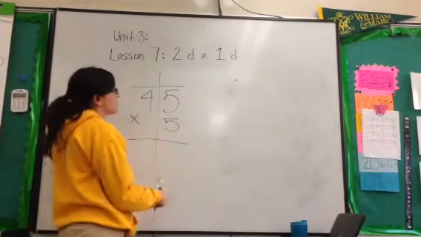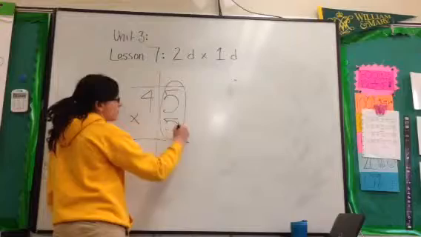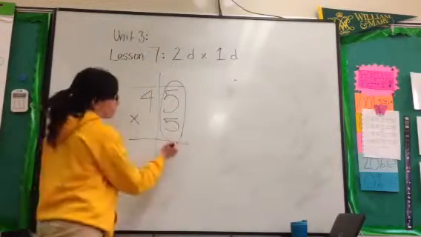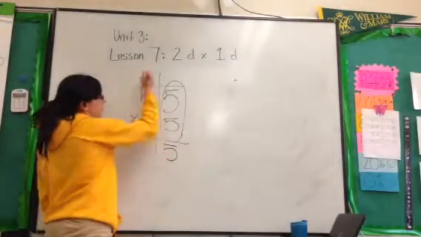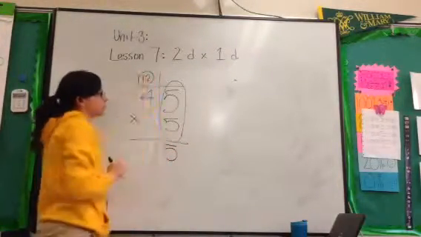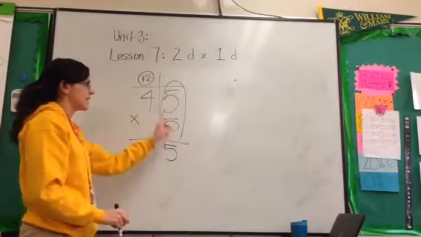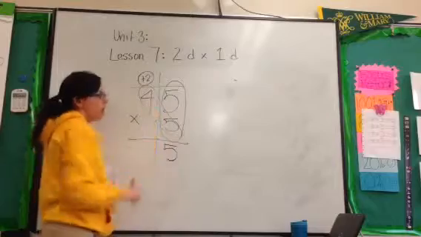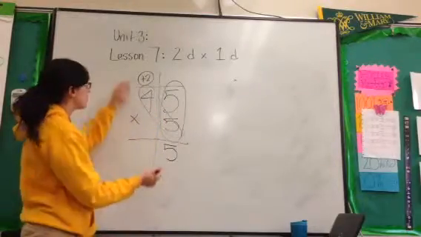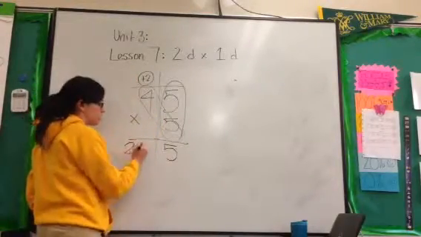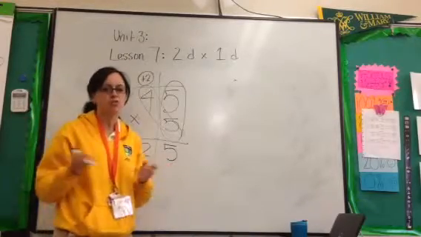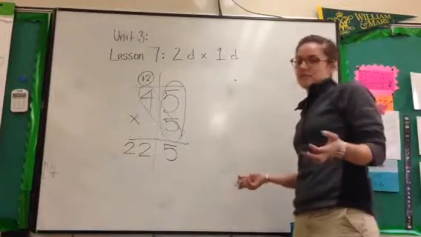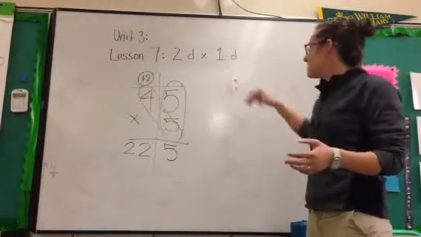Alright, and so if I start in the ones place, I have 5 times 5. I know 5 times 5 is 25, so I'm going to put my 5 ones down. I'm going to bring my 2 tens up top. First the ones, then the tens. Now I'm going to multiply 5 times 4. I know 5 times 4 is 20, plus 2 is 22. My answer is 225.